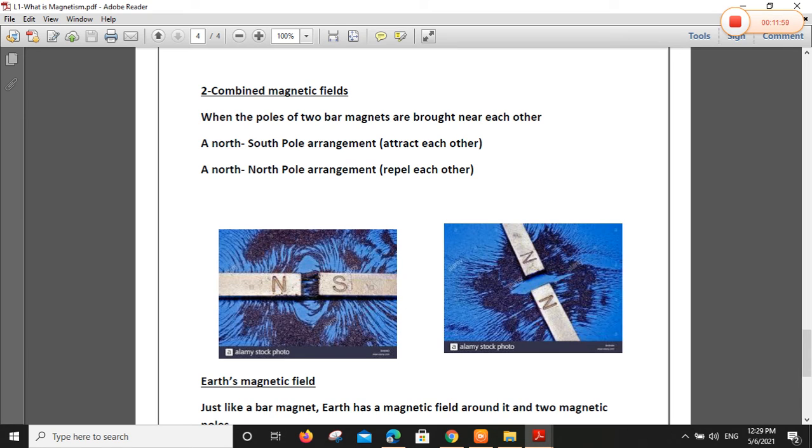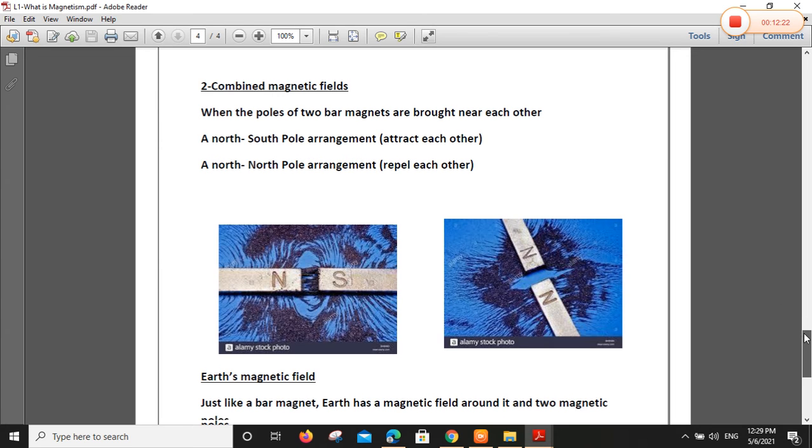But what about north and north, or south and south? Empty area in between. Yes, empty area. Because both of them go out, the magnetic field moves away from this pole and moves away. So it makes curves out like this and forms an empty area between them.